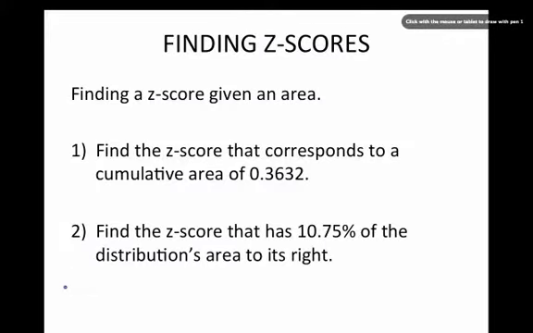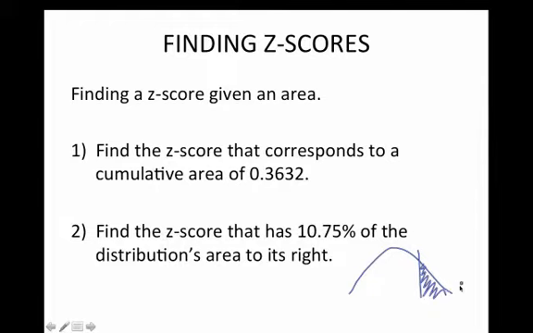Okay, so we'll do the second problem right here, where we're going to find the z-score that has 10.75% of the distribution's area to its right. We're going to draw a picture like we're doing for all these problems, and shade the area that we're interested in. We're interested in this area right here of 10.75%, which we should change into a decimal, so 0.1075.